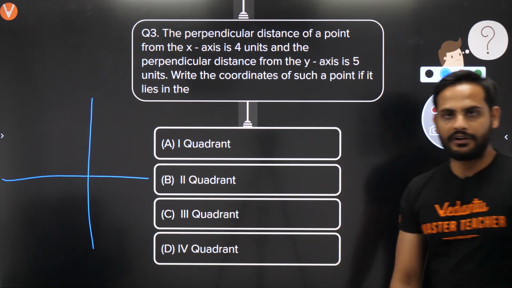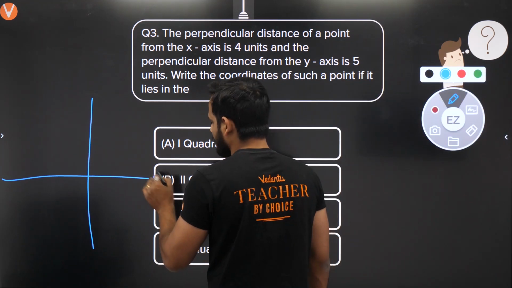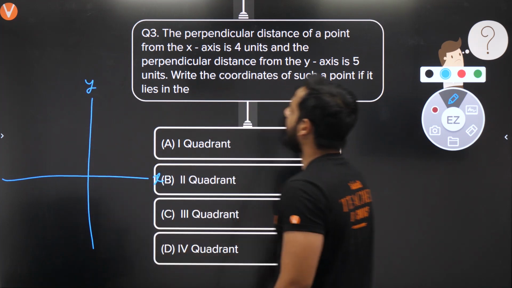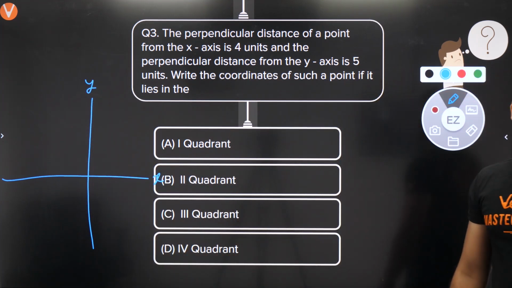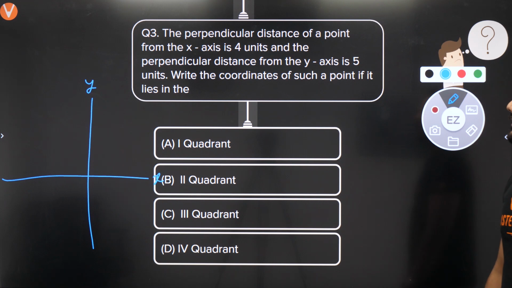Okay, the intersection point is the origin. This is your x-axis, this is your y-axis. Now you want to get a point which is at a distance of 4 units from the x-axis.